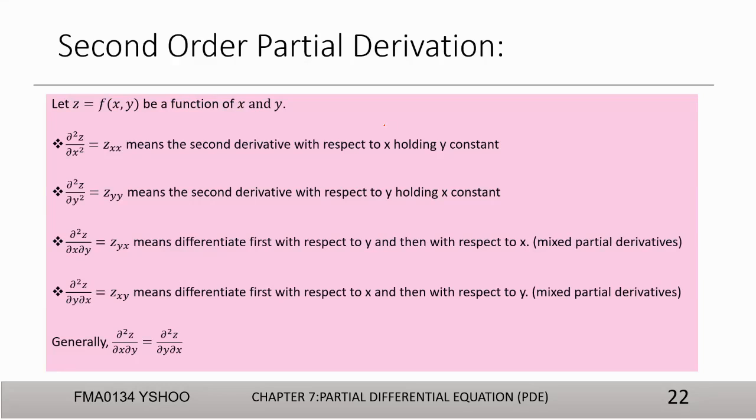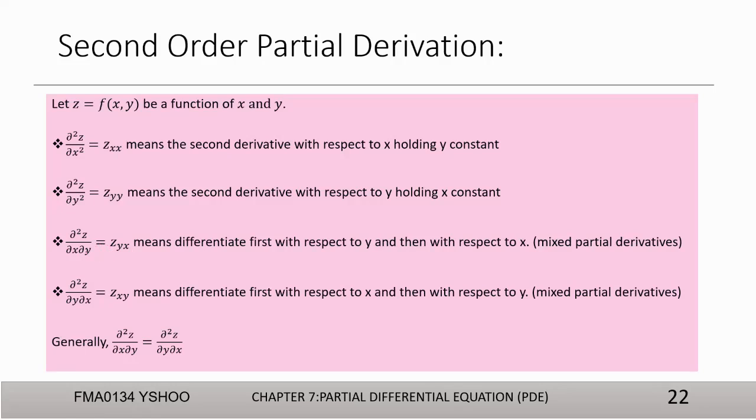Now we go for the second order partial derivative. Second order means we are going to do this twice. That means if you want to differentiate towards x and y, you have z_xx, z_yy, z.